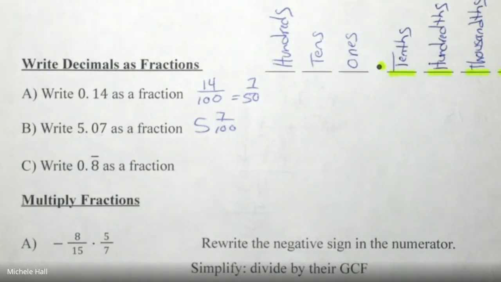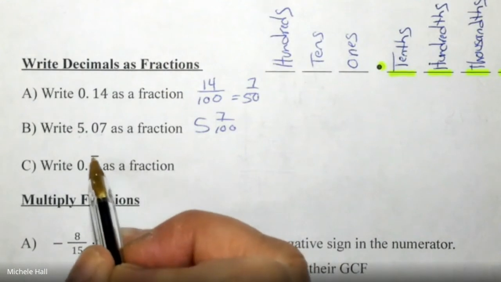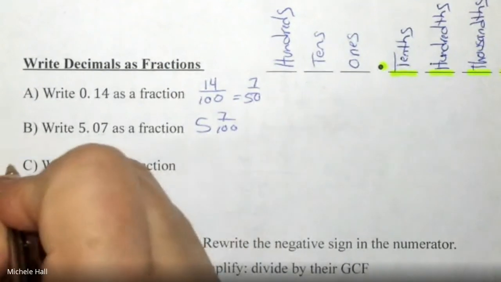Write 0.8 repeating as a fraction. What do we get? 8/9. It's repeating. 8/9. I gave half credit on the test if you put 8/10. You just didn't see the repeating part in that. So I put a star next to this.